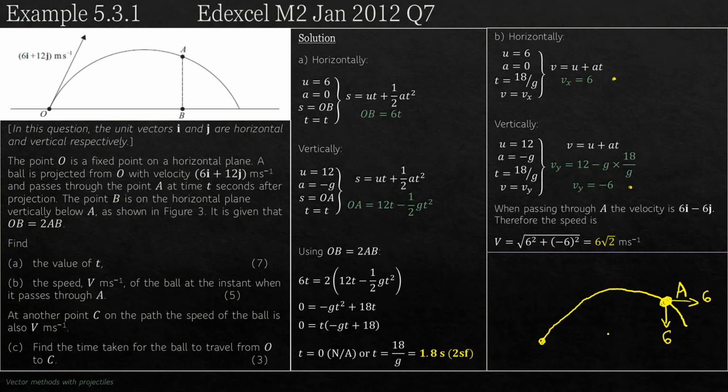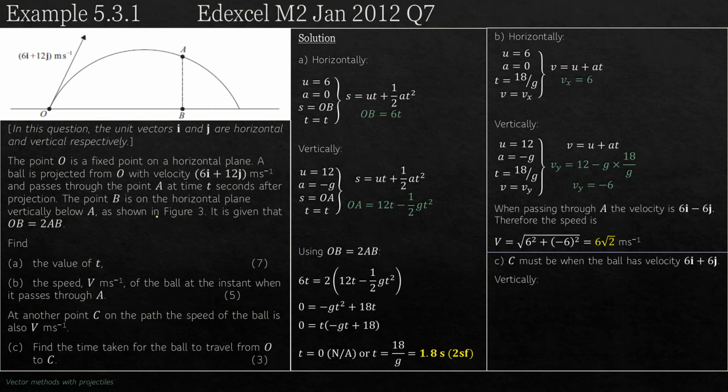For another point to have exactly the same speed, then it must have the same horizontal velocity, which is not difficult because that is constant for the whole journey. But importantly, the vertical velocity must be the same. Well, the same number, just in the opposite direction. So it must be a point here. On the way up, before it reached the top and started coming back down, when the vertical velocity was 6 upwards. That's where C must be. So for part c, it must be the point where the velocity is 6i plus 6j.